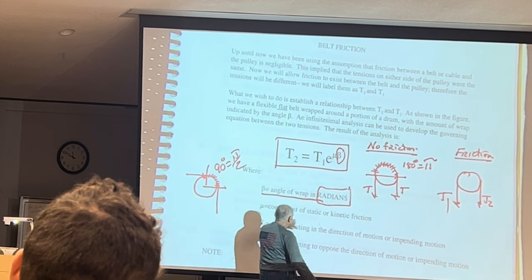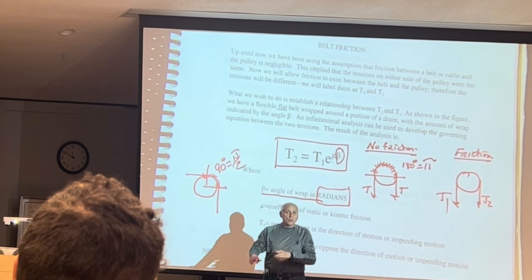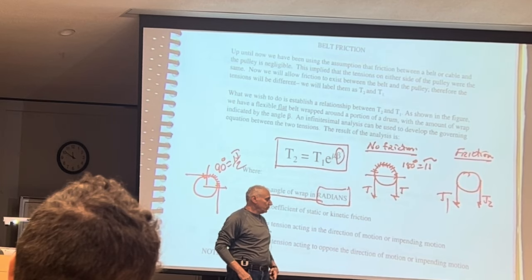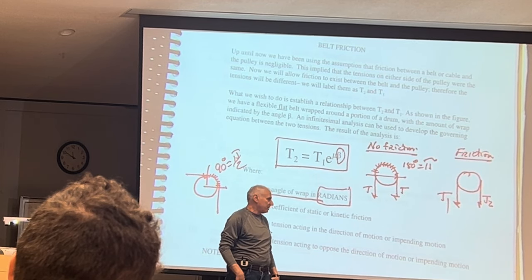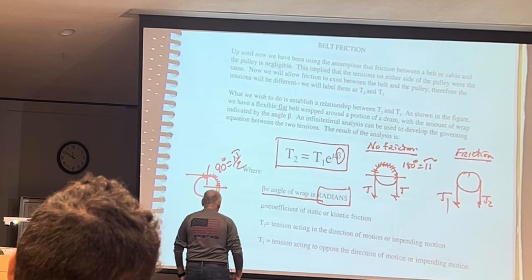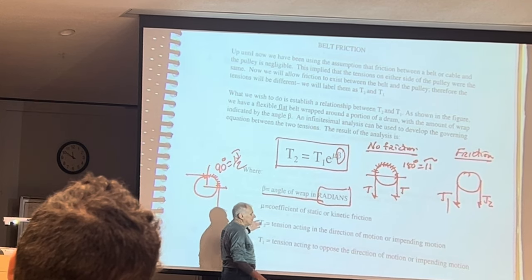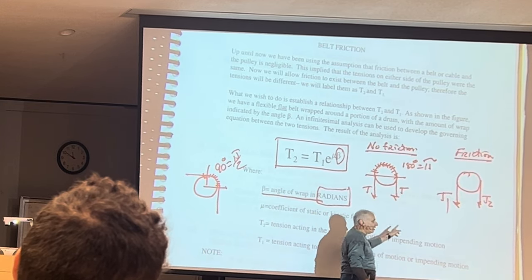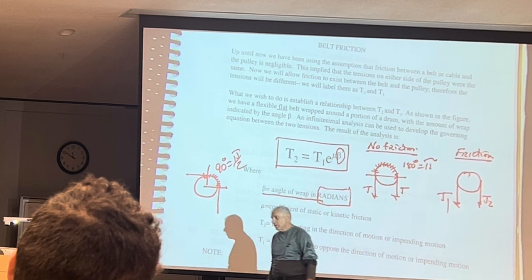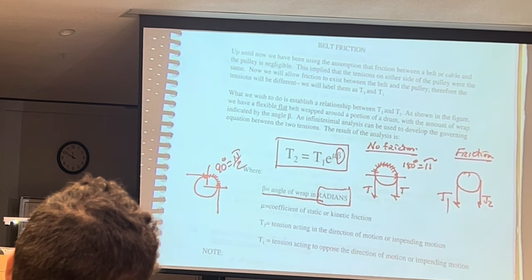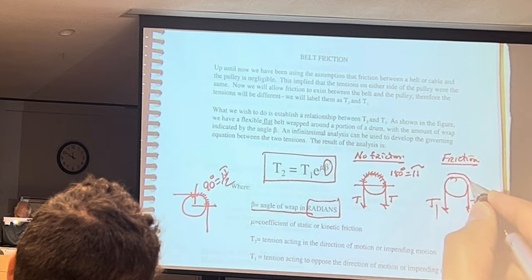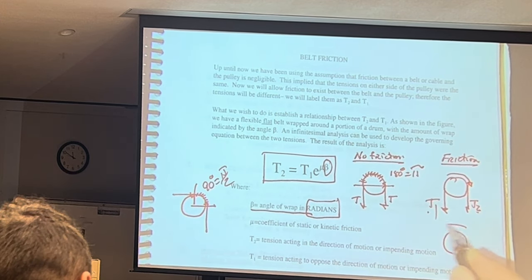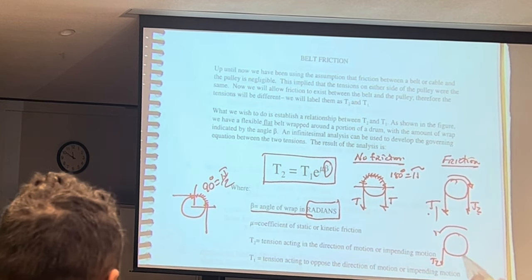Mu. That's the coefficient of static or kinetic friction. So it could be used if you're in motion. Yep. Which you will use in dynamics, because in dynamics, everything's in motion. T2, T1. Here's how we define T2, T1. T2 acts in the direction of motion or impending motion. T1 opposes it. So if motion is this way, that's T2, that's T1. If motion is this way, that's T2, that's T1.